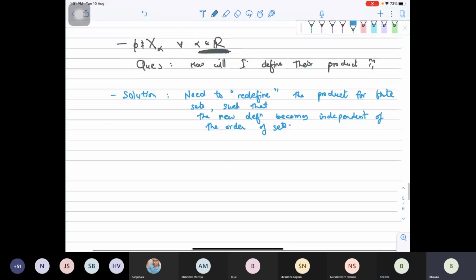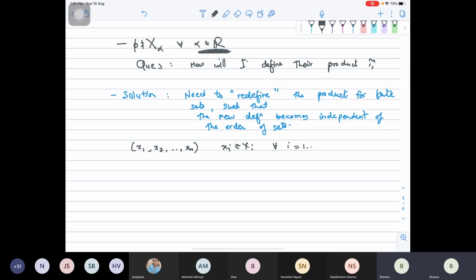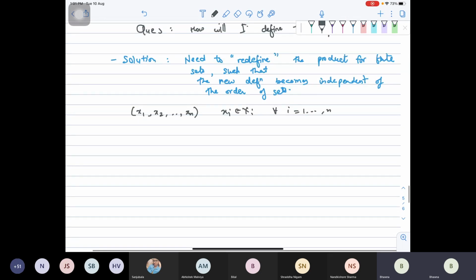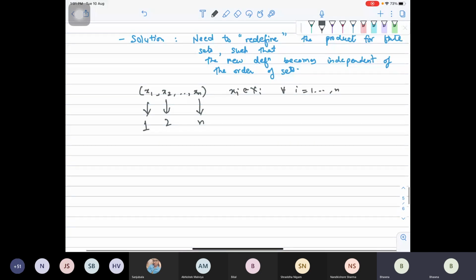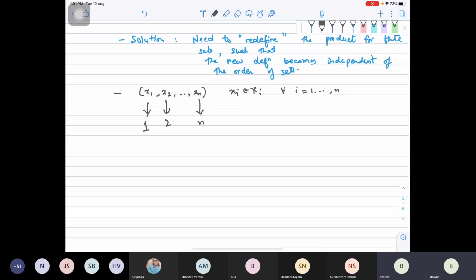Now see, if I take x1, x2, ..., xn, where xi is in capital Xi for i from 1 to n, I can see this as some position: this is the first position, this is the second position, this is the nth position. So basically an element of the Cartesian product, I can say, is some sort of a function from 1 to n to the union of the Xi.